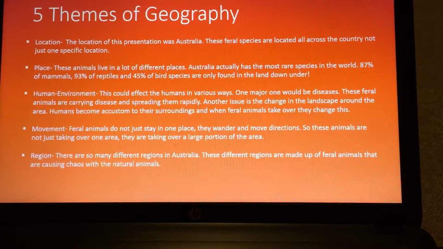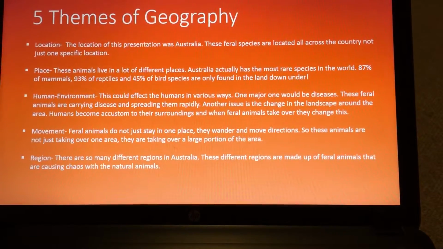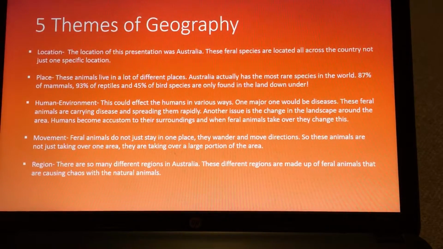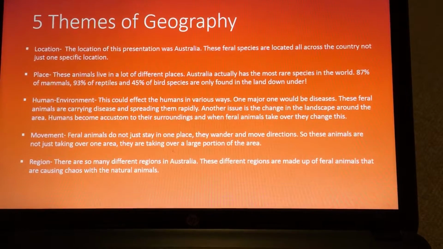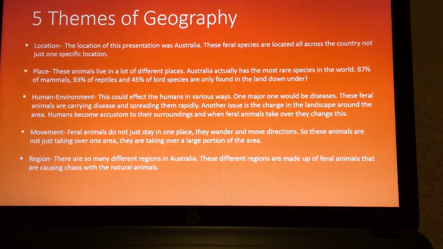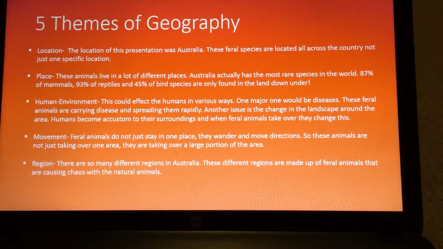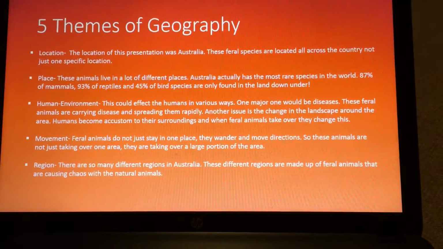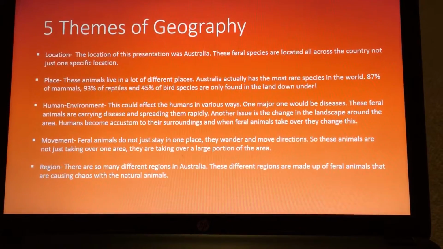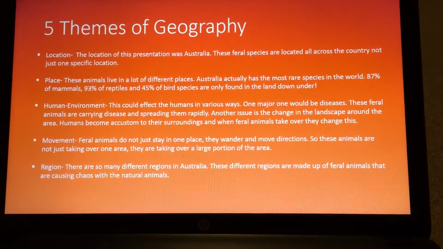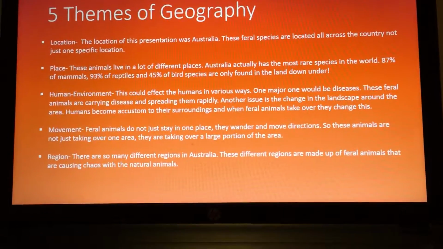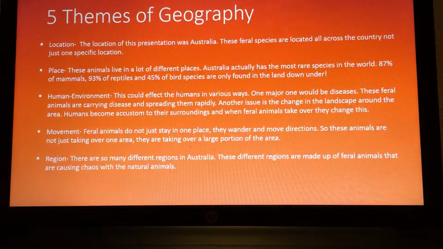Another issue is the change in the landscape around the area. Humans become accustomed to their surroundings, and when feral animals take over, they change this. They change the land, they change the vegetation, they eat the food. So, you know, humans are kind of suffering from this too, not only with the disease, but feral animals eat their food, they grow their food. What are humans supposed to eat? What are they going to survive on?